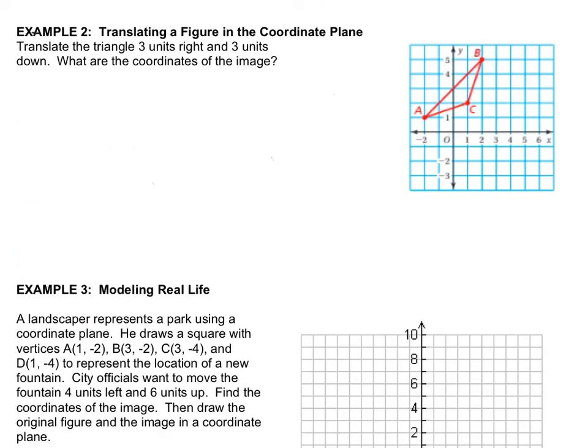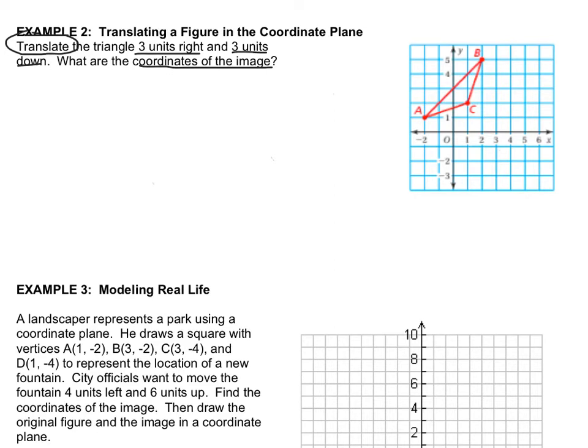So now we want to look at how to translate one of these in our coordinate plane. The first thing you do want to notice is that we want to get in the habit of circling some information. We're going to translate it 3 to the right. That's important to notice. And 3 units down. And then we want the coordinates of our image. So it's always good to underline, highlight, whatever you can do to figure out the information you have and what you have to do.